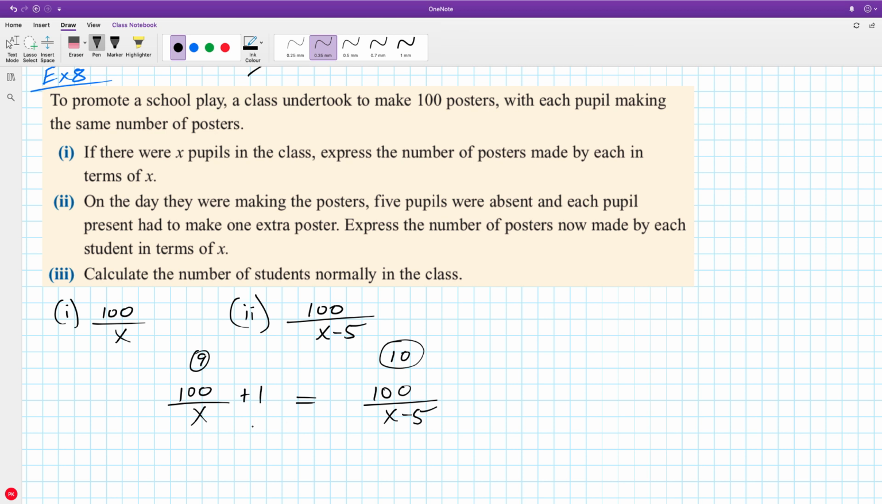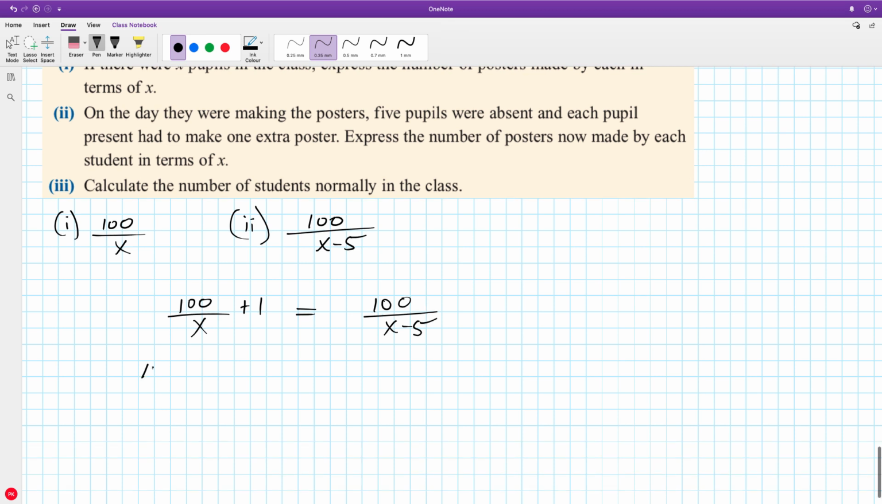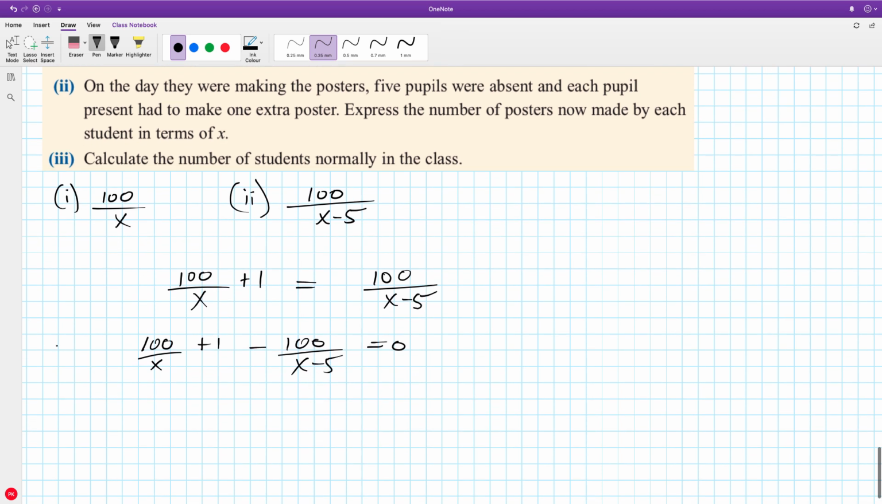Add 1 to the left. 100 over x plus 1. You've got to add 1 to the left to make sure that your left hand side and your right hand side are equal, or else your equation doesn't balance out. 100 over x plus 1 minus 100 over x minus 5 is equal to 0. Multiply across by x and x minus 5.